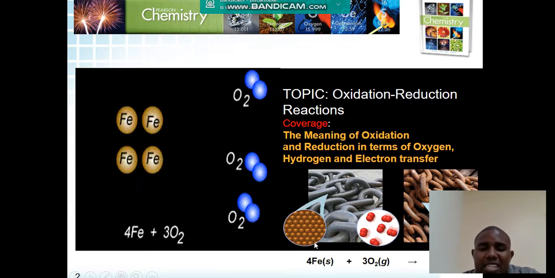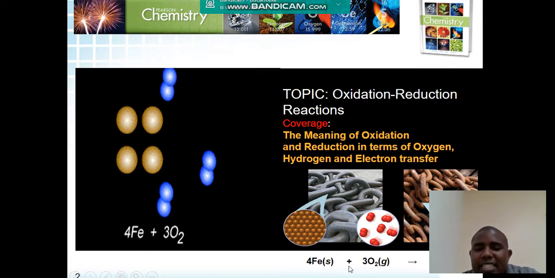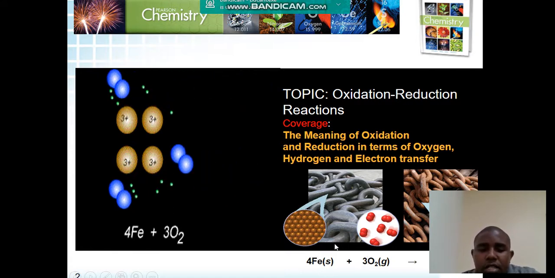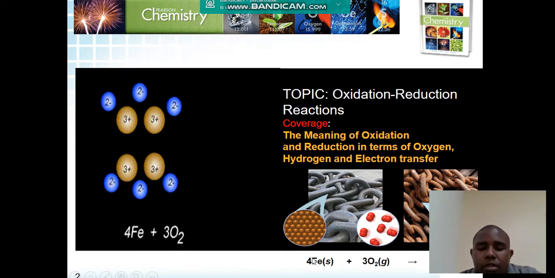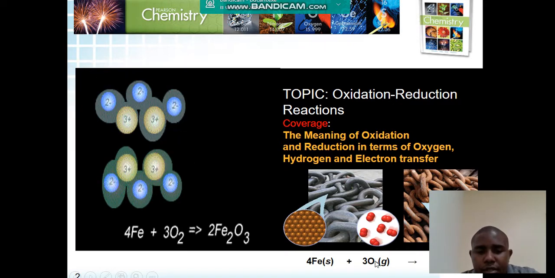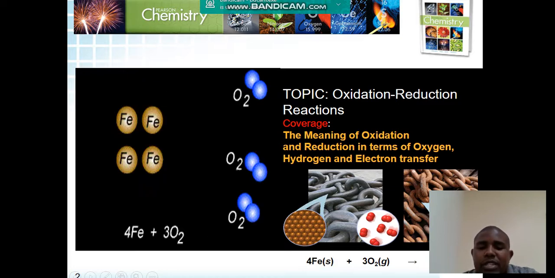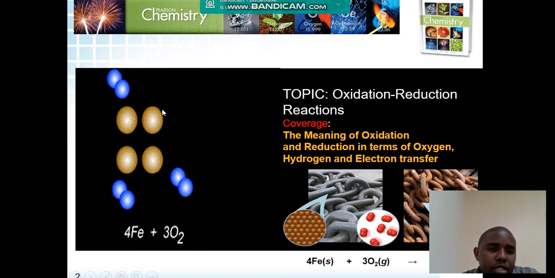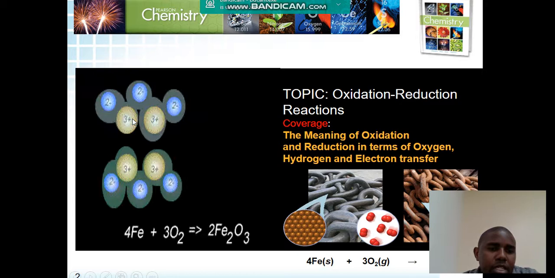We say oxidation is the addition of oxygen to a substance. So in this reaction, oxygen has been added to iron to form iron oxide. As you can see in the animation, we see that the oxygen molecules are added to iron 3 to form an iron 3 oxide.